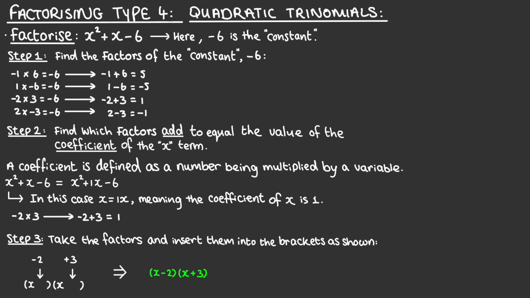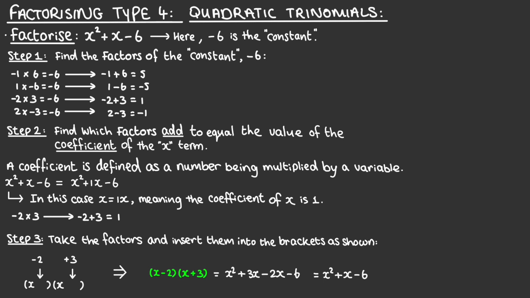So a binomial expression is an expression containing two terms. As you might have seen in the previous factorizing videos, we can check our answer by multiplying out the brackets that we end up with. So multiplying out x minus 2 by x plus 3, we get x squared plus 3x minus 2x minus 6. And we can simplify this to x squared plus x minus 6, which is the original quadratic trinomial that we started off with.